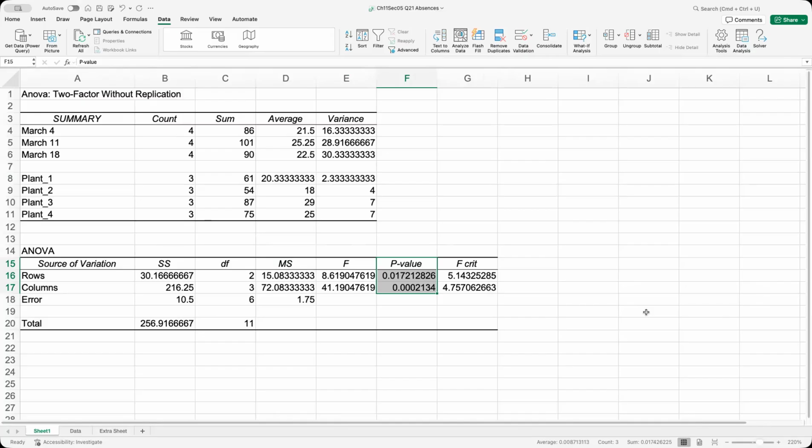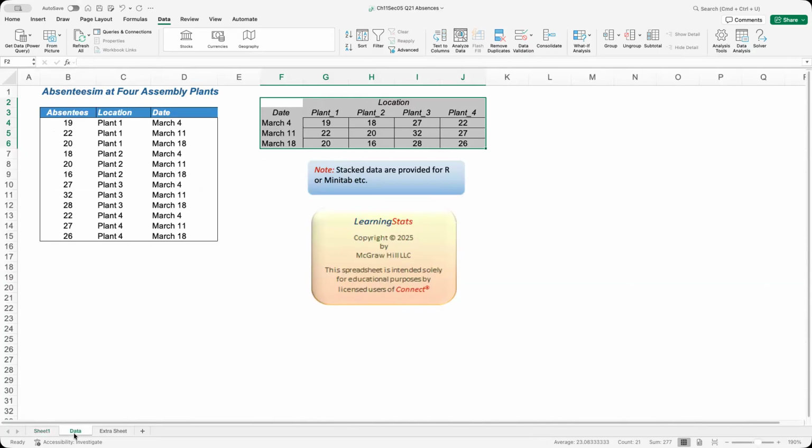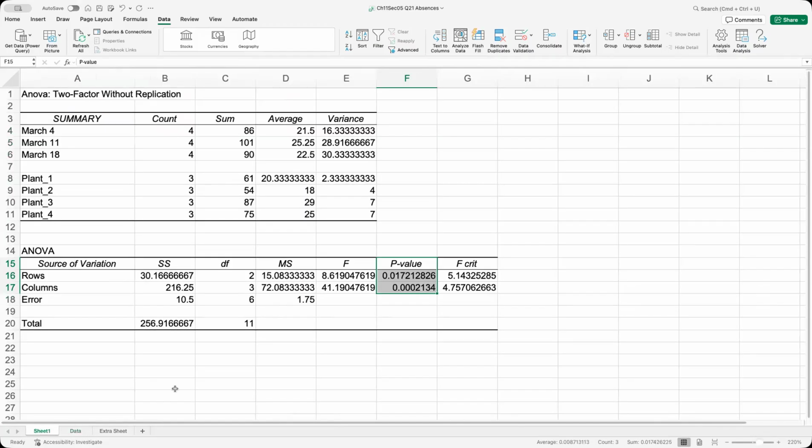Columns. And the columns represent? This is why I have the data. Columns represent the plants. So which plant I'm at matters more because that p-value is 0.0002. It's smaller than the p-value from the rows, 0.017. So which column matters more than which row?